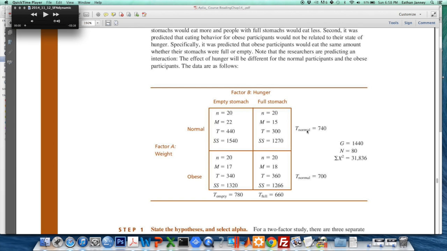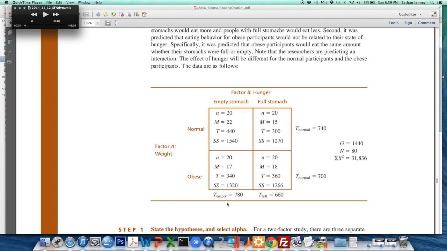Over here, we have T normal. Now, you have to think about this, in a way, as though it was kind of like an independent measures t-test of just normal versus obese individuals, regardless of whether they had an empty or full stomach. And in that case, you'd be looking at a treatment total for the normal group of 740, and notice this is just the sum of the total in each of the groups, and a treatment total of 700 for the obese set of individuals. And this T over here should say T obese. T obese equals 700.